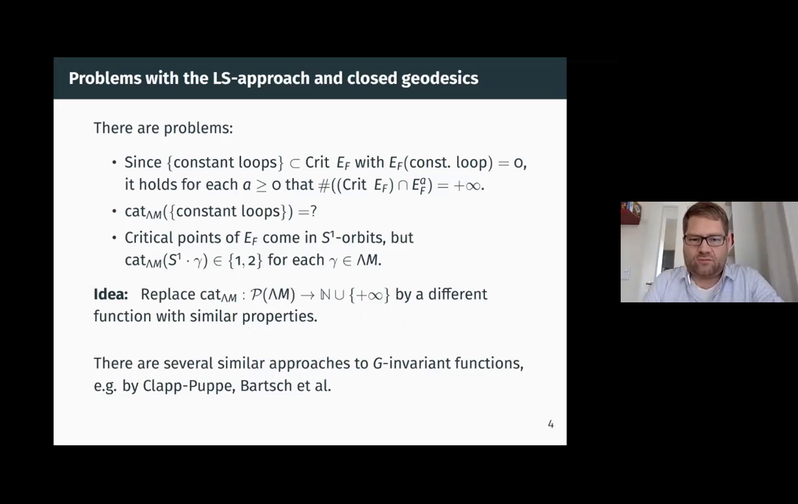Before I start my approach, let me just mention that there are also several similar approaches to G-invariant functions, and one of them was mentioned by Helen in her talk yesterday, namely the one of Clapp and Puppe, who did some work on this invariant function. They particularly studied the closed geodesics problem as well with respect to this S1 action, and obtained some results by this that I don't want to talk about today. And Thomas Bartsch has a nice Springer lecture notes volume on variational problems with symmetries and topological approaches to this, which basically also extends or uses the Clapp and Puppe approach of these equivariant formulations of category.